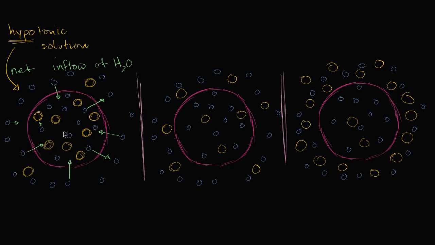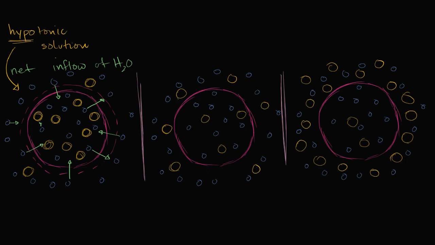And that's actually going to put pressure on the cell. The cell itself might expand, or if there's enough pressure, it might even explode. So now let's go to the next scenario. In this scenario, we have roughly equal concentrations of solute on the outside and on the inside. At least I tried to draw them that way.